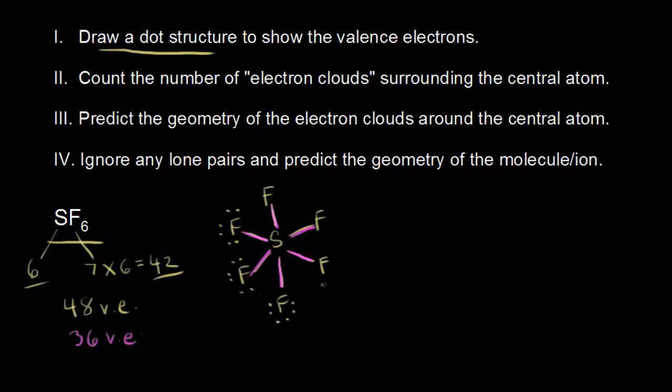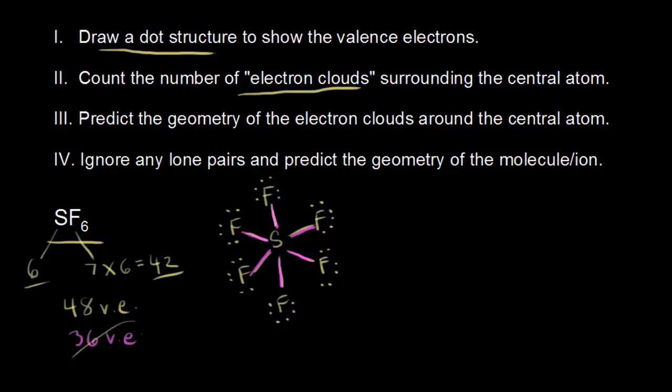So by giving each fluorine 6 more, now each fluorine has an octet of electrons around it. So if I'm adding 6 electrons to 6 atoms, 6 times 6 is 36, and so therefore I have now represented all of my valence electrons, and we're done with our dot structure. We can move on to step 2 and count the number of electron clouds surrounding our central atom.